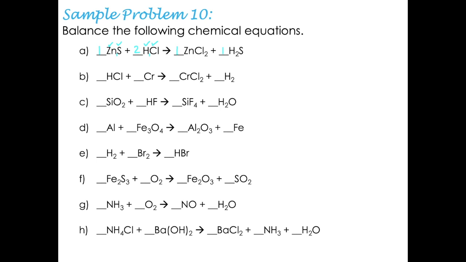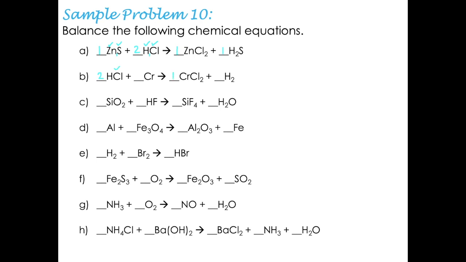Let's try B, the same exact thing. The first thing that I see is not balanced is chlorine. As you start doing these yourself, you'll find your own method of doing these. So I'm going to balance chlorine first. I have 2 chlorine atoms in my products. I need to have 2 chlorine atoms in my reactants. So I'm going to add a coefficient of 2 in front of HCl.